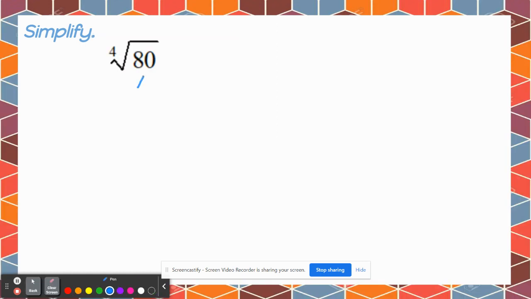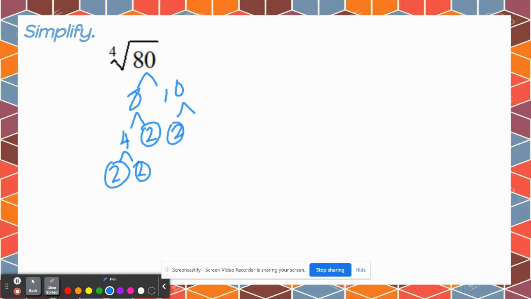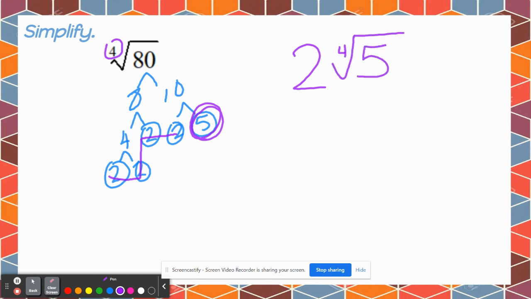Okay, let's try this one. 80. So 8 and 10. That's 4 and 2. 2 and 2. 2 and 5. So we're looking for a fourth root. So instead of 3, this time we need to have 4 of something to pull it out. 1, 2, 3, 4, so that we can pull the 2 out. Do we have anything left in the fourth root? Yes, in the fourth root, we still have 5. So there's our answer.